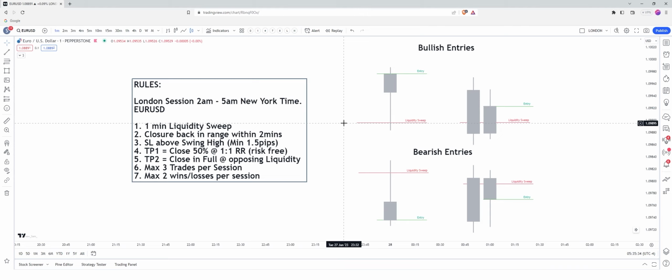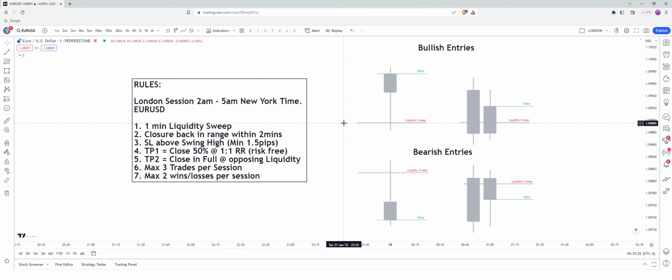We're going to be trading the EURUSD pair during the London session, which is 2 AM to 5 AM New York time. However, I will point out that this strategy should also work great in the New York session and also on any major pair, such as the pound dollar. So go ahead and feel free to test those as well.